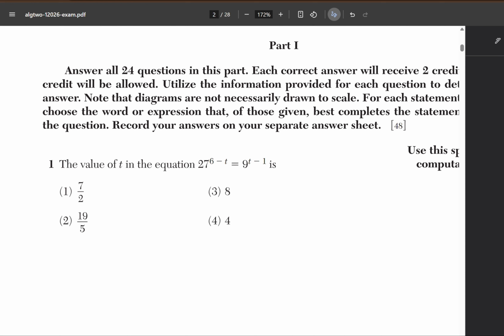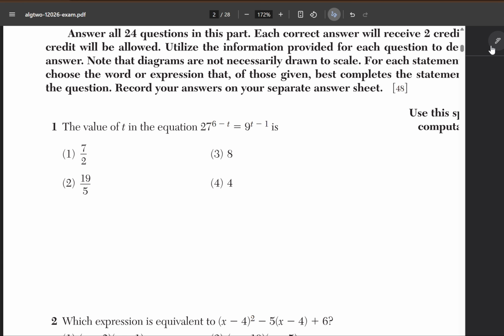Today we're going to be solving 3 problems that appeared on the January 2026 Algebra 2 exam. So here we'll first start off with this question right up here.